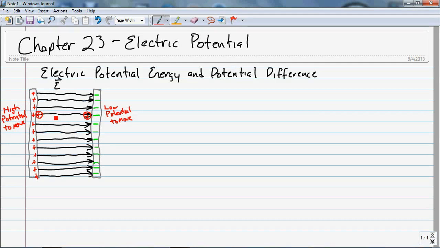So the positive charge always moves in the direction of the electric field. So a positive charge moves in the direction of the electric field.